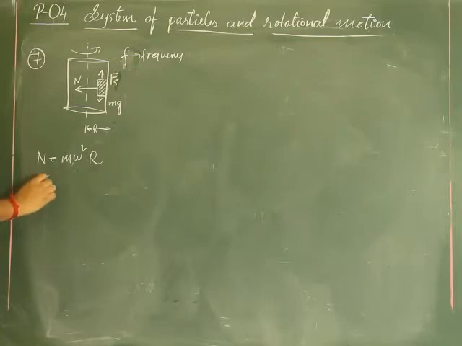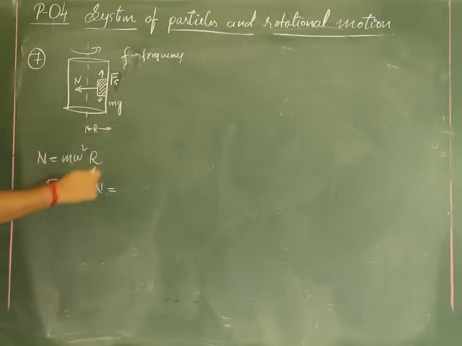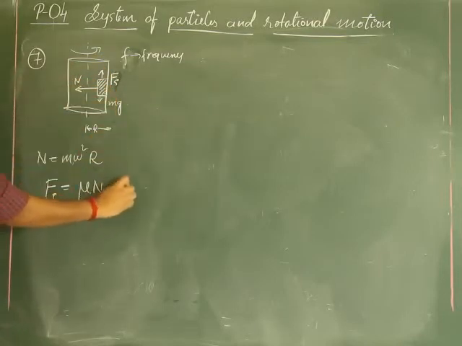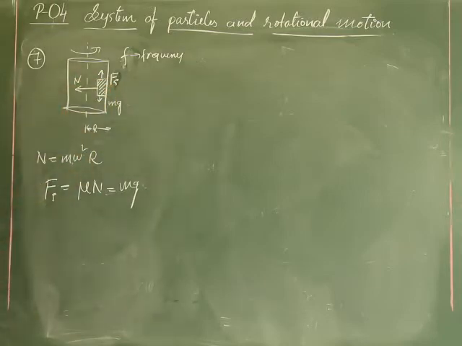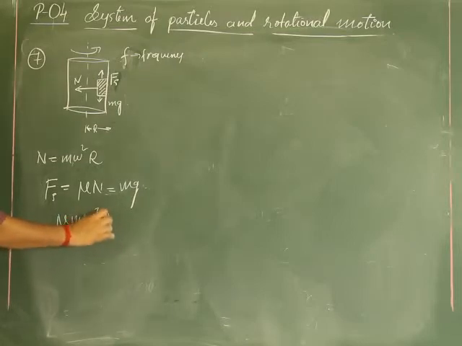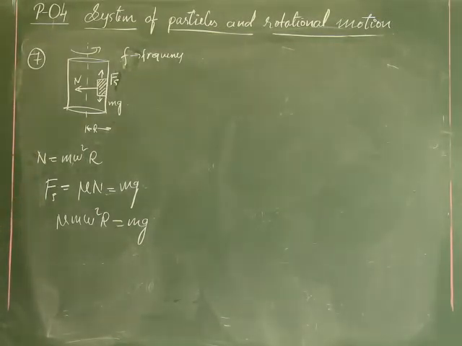So what is the frictional force? Fs equal to mu into N. Fs, upward, is equal and opposite to m into g, downward. Now substituting, Fs means mu into N, and N means m omega square r. So mu m omega square r equals m into g. Just by looking at these two equations, I can make it out directly.